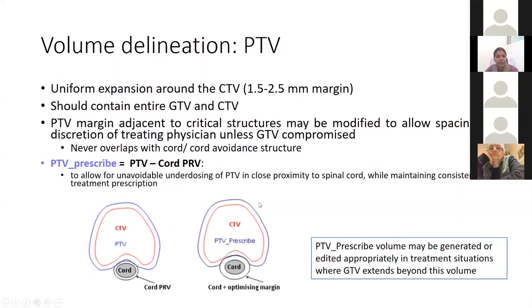For maintaining the uniformity of prescription, another volume can be added that can be labeled as PTV prescribed. So the PTV that is generated from the regular expansion can be subtracted out of the cord PRV, and you give the final prescription or do a dose evaluation on this final PTV prescribed.